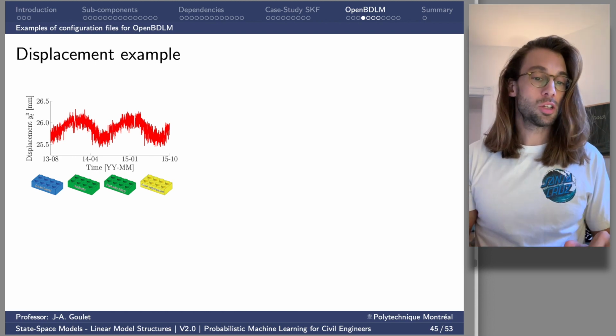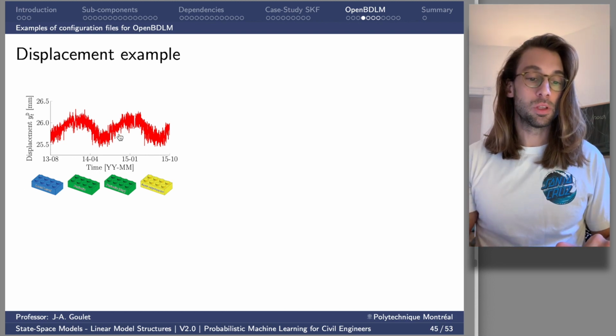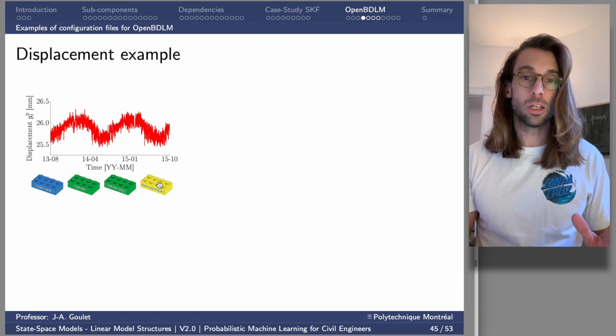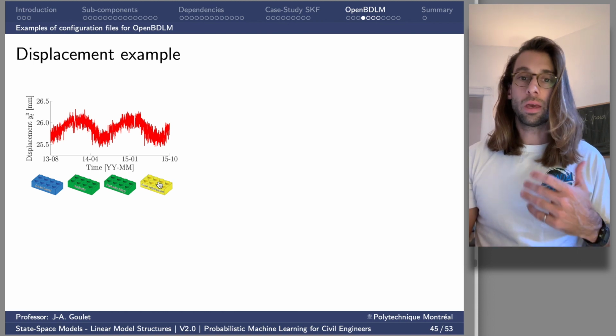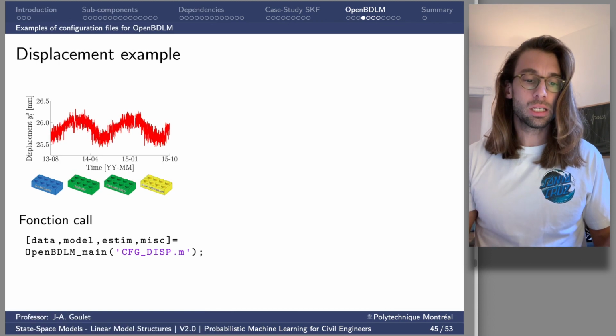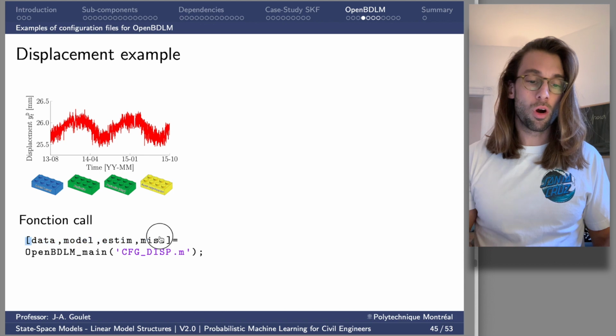For instance, imagine we want to analyze this displacement data over time. We're going to define 4 components: a local level, 2 periodic components, and an autoregressive component. How would we call OpenBDLM for this? We're going to give our 4 output variables and call OpenBDLM main with a config file.